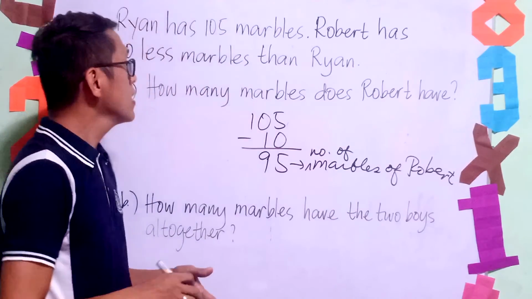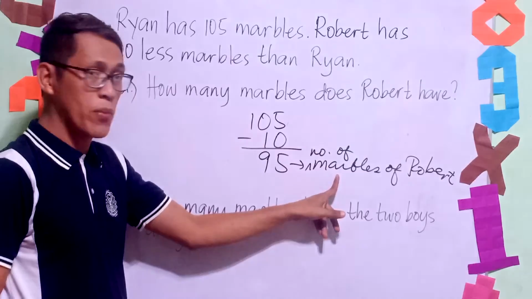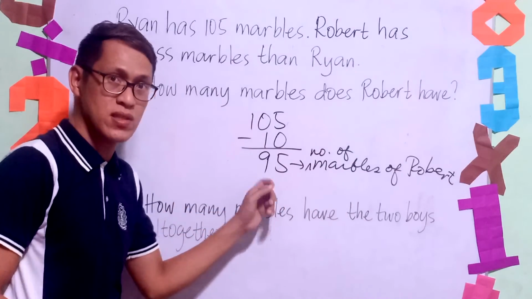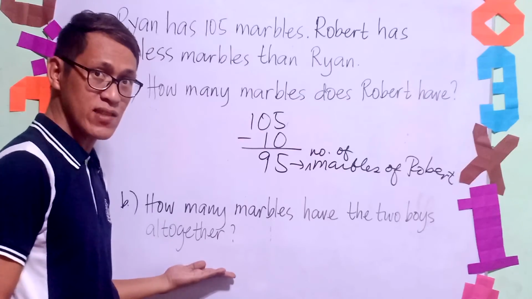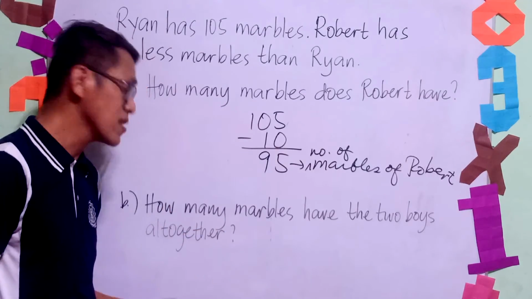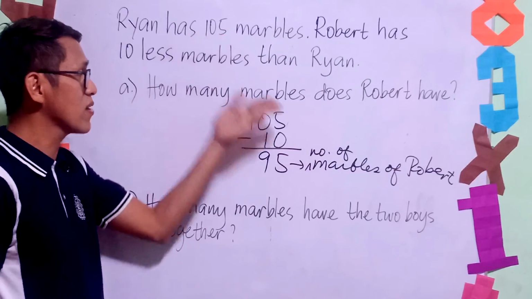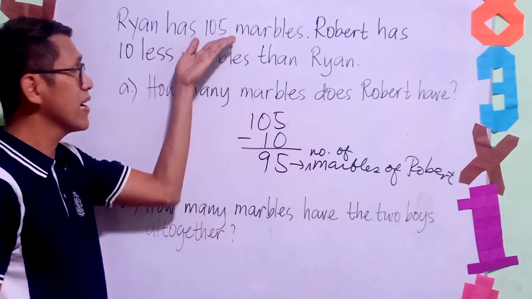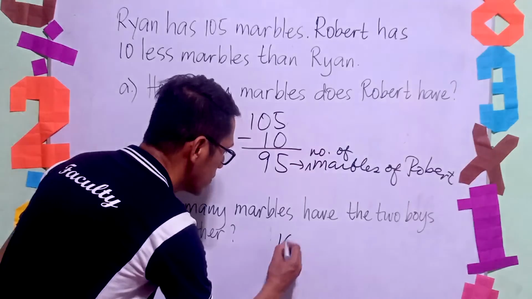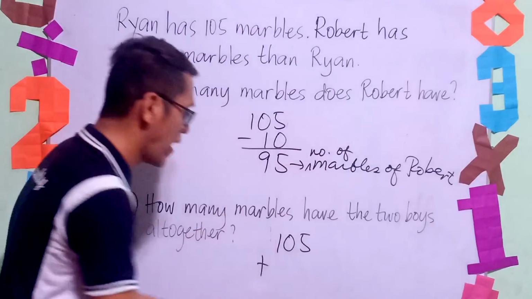Now we know Ryan has 105 marbles. Robert has 95 marbles. So we can answer the second question now. How many marbles do the two boys have all together? So you simply add their numbers of marbles. So again, Ryan has 105 plus Robert has 95 marbles.